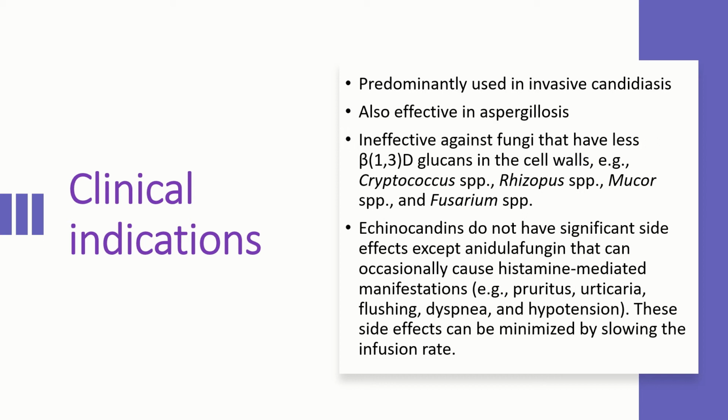But there are some fungi that have less beta-1,3-D glucans in the cell wall. These fungi are usually resistant to these medications. So what are these fungi? They include Cryptococcus species that produce cryptococcal meningitis, Rhizopus species and Mucor species that produce zygomycosis or mucormycosis, and Fusarium species. So we should not use echinocandins to treat infections by these fungi.